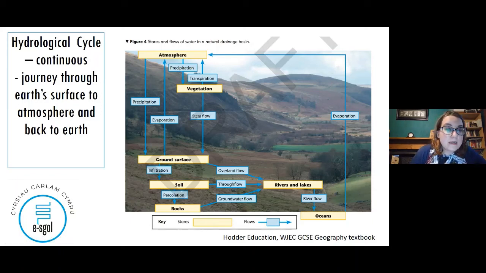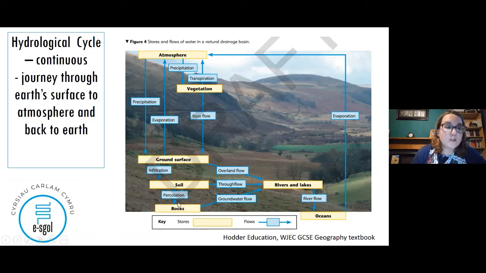Some of the water is stored on the land surface, for example in lakes and reservoirs, and it might be intercepted by plants and evaporated back into the atmosphere. Water which reaches the bottom layer of soil starts to move through cracks and pores in the rock underneath. We call this percolation.